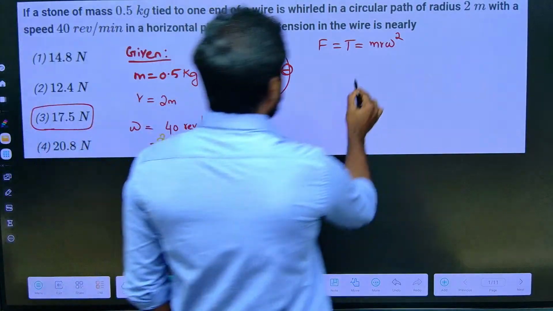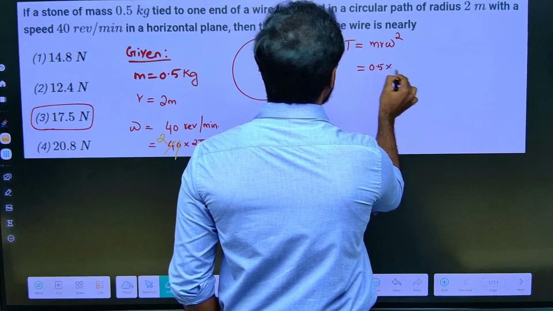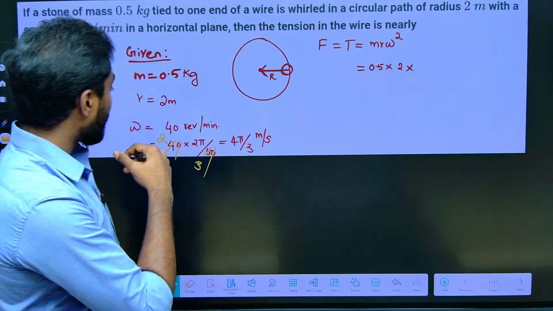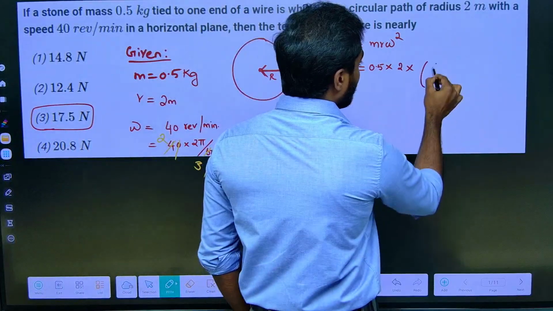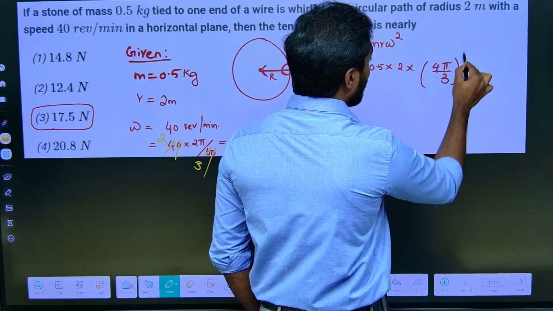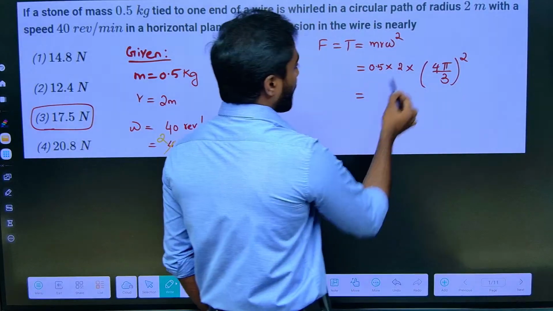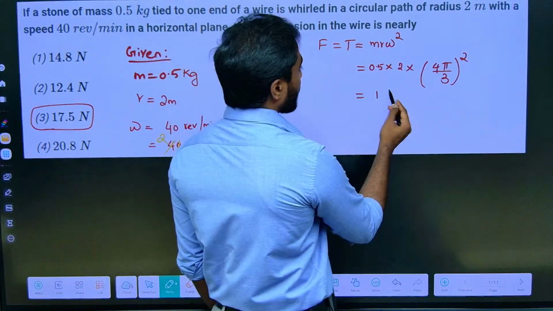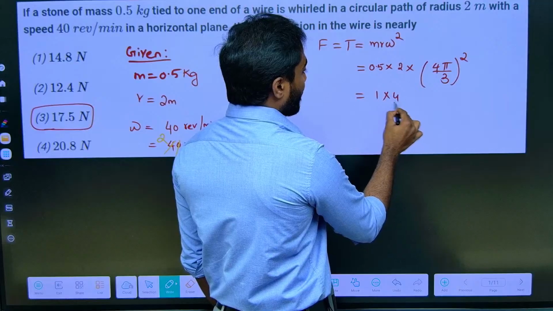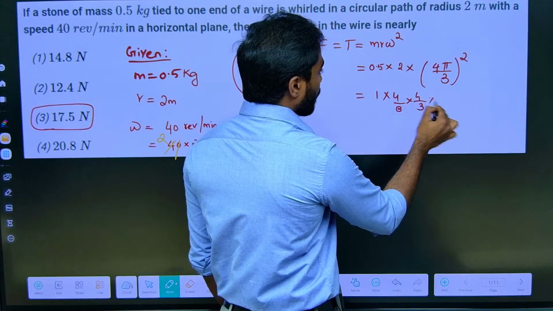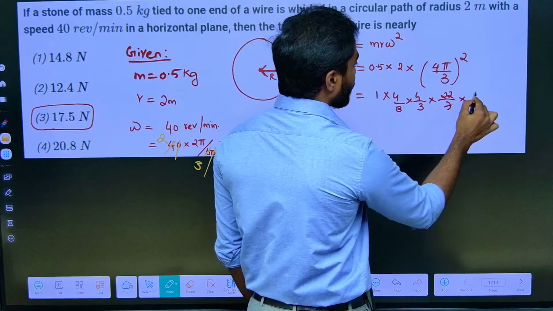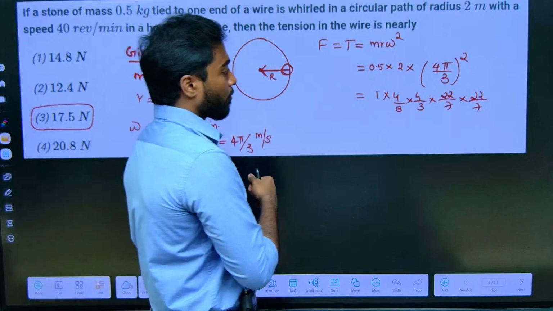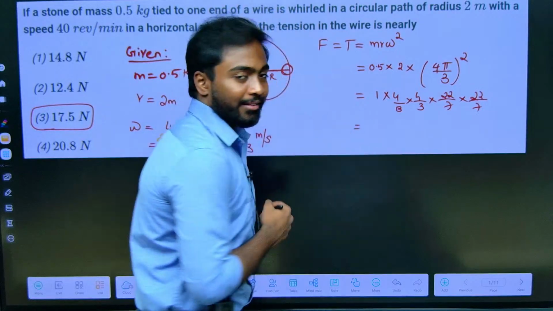Let's solve here. So it is 0.5 into the radius, 2 meter, into omega, which is 4 pi by 3, the whole square. When we talk about this, 0.5 into 2 is 1. Next, we have 4 by 3 into 4 by 3 into 22 by 7 into 22 by 7. Am I correct? Yes. So from this I can get the value.